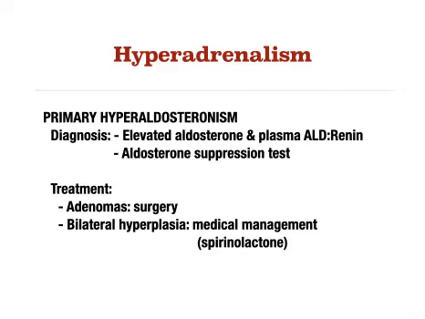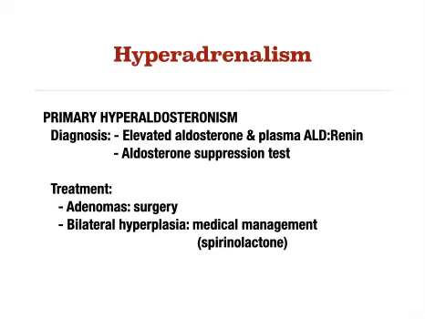Another way is to do an aldosterone suppression test, wherein we administer high loads of sodium or salt, and then we check the aldosterone in the urine. Normally, after a loading dose of sodium, aldosterone should be suppressed. But if it's not suppressed, then that confirms our diagnosis of primary hyperaldosteronism.